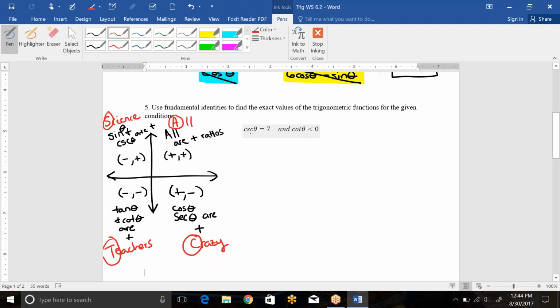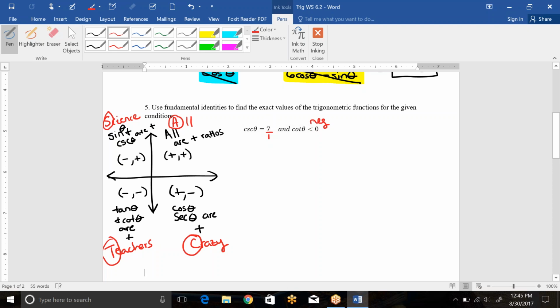This is telling me my cosecant is a positive number. They actually gave me the number, and I can put it over 1 if I want, because that'll help us for one of the next steps. So its cosecant of theta is positive, but cotangent of theta is negative because they're saying it's less than 0. So that already eliminates 2 quadrants right away.